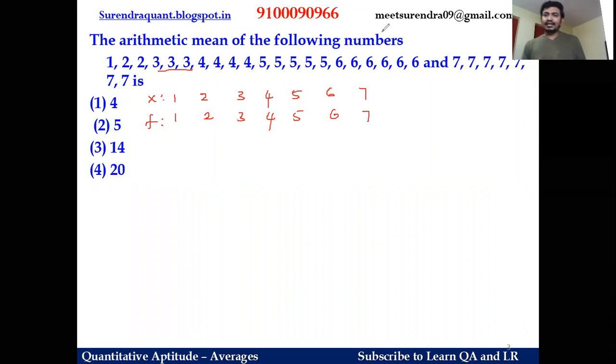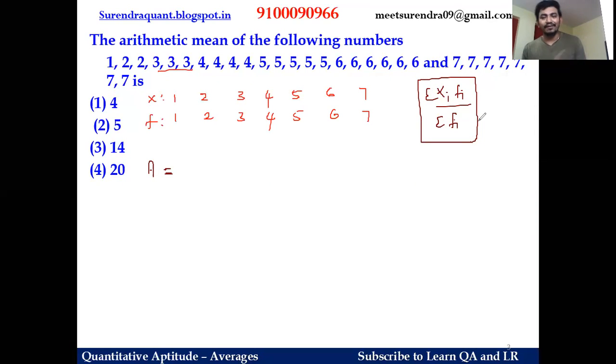Now our basic understanding of average says that it is the sum of terms by number of terms. So average equals, as we already discussed, the sum of the observations, sigma xi fi by sigma fi. Do you remember this? We discussed it in the first video. Or x1 f1 plus x2 f2 plus and so on. Or simply, weighted average means the sum of all the terms.